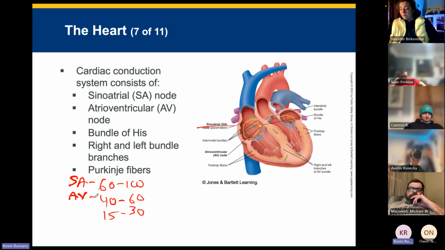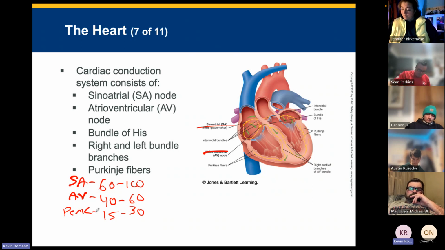All right. If the AV node fails, you have another backup generator. Your body's not going to perfuse very well. This is what they call, I'm going to write the PERK, the Purkinje fibers, taking over with an intrinsic rate of 15 to 30. Depending on what book you read, it could be 44, it could be 22, right?